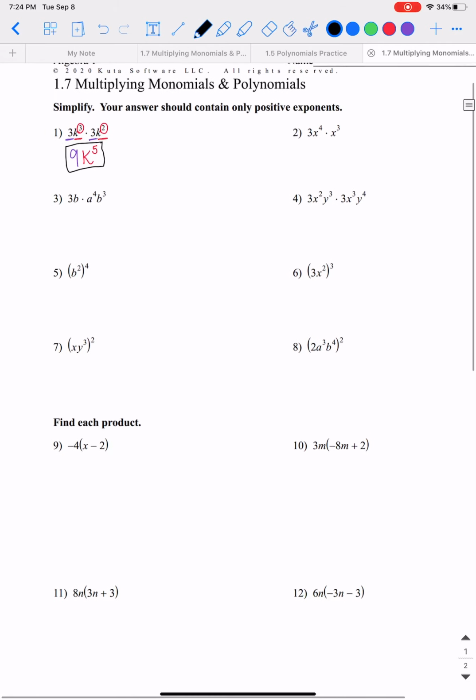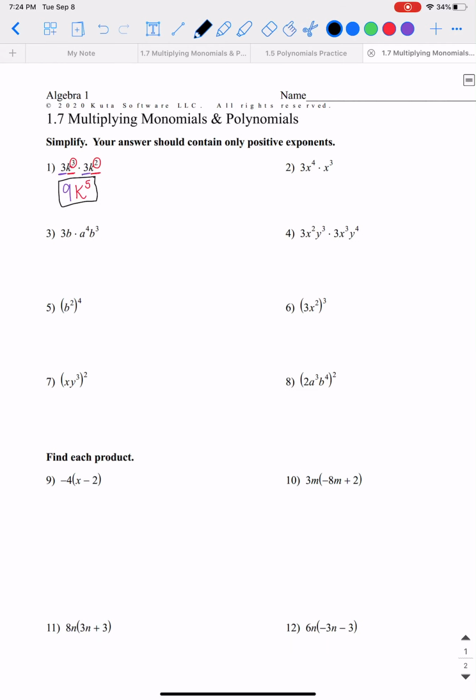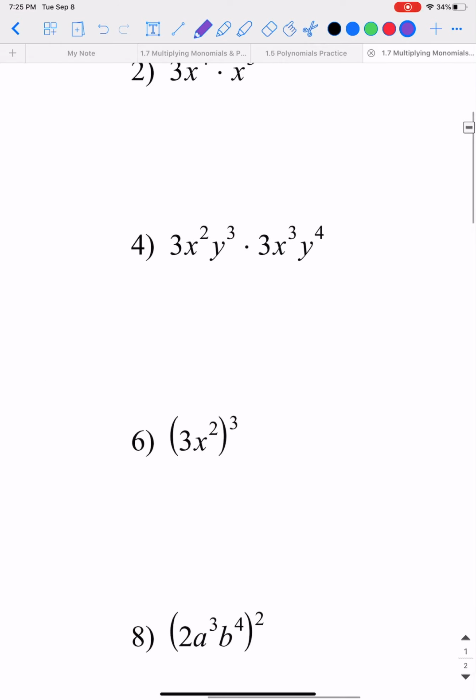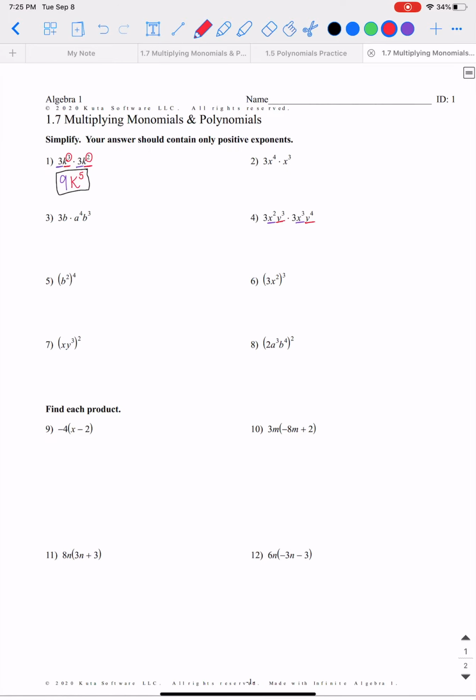We would do the same thing on numbers 2, 3, and 4. Be careful on numbers 3 and 4, and remember that we can only add the exponents on the variables that are the same letter. So in number 4, I have an x and a y here, but remember we can only add the exponents when they have the same variable. So you would be adding x to the second and x to the third, and then y to the third and y to the fourth. There's a little hint on that one for you guys.